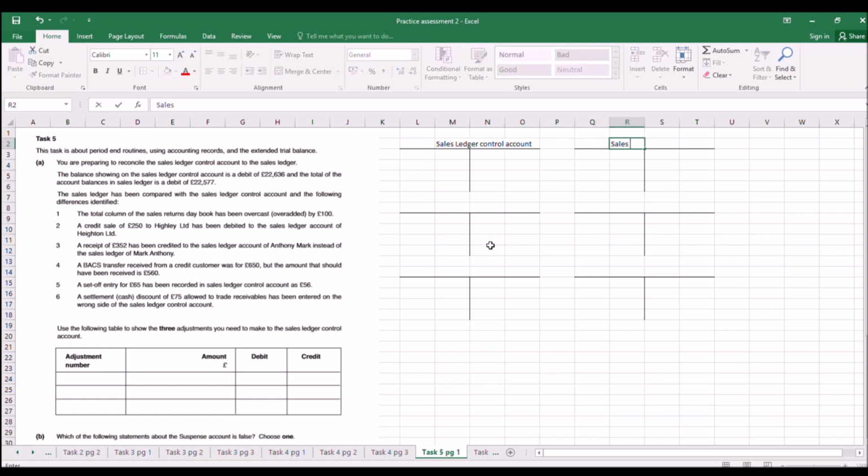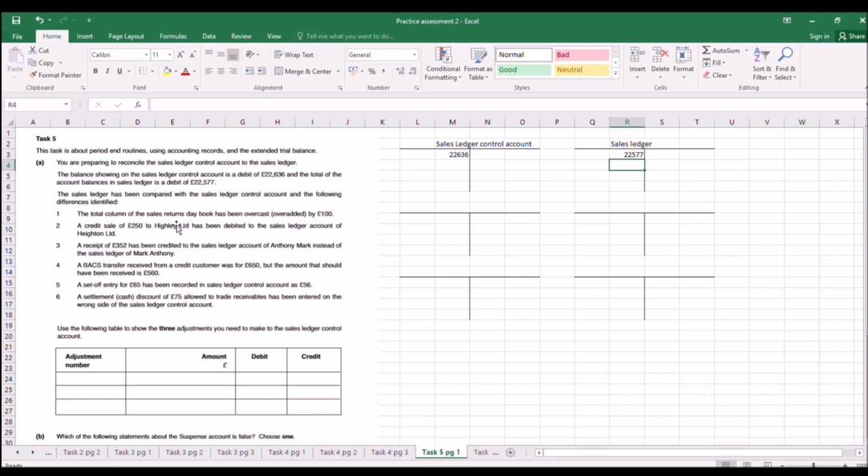And the sales ledger. Okay, so the balance on the sales ledger control account is 223,636 debit, and the total balances on the sales ledger is 22,577 debit. Right, okay. The sales ledger was compared to the sales ledger control account, and the following differences identified. The total on the sales returns day book has been overstated by 100.